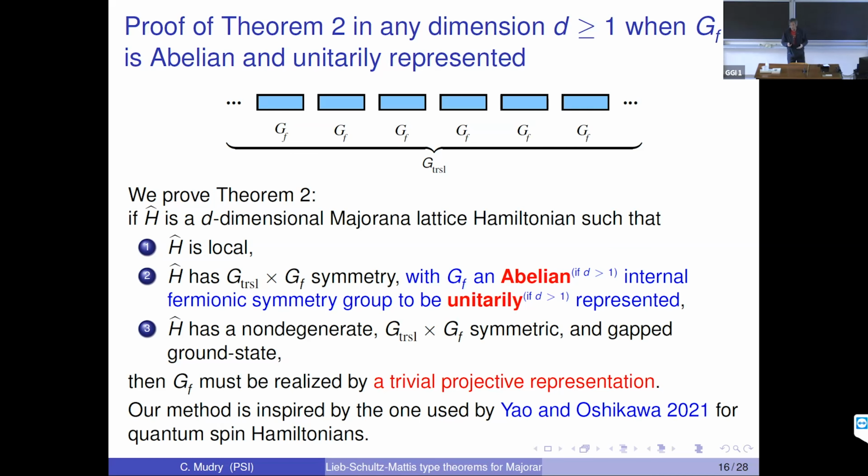So this is what I call initial symmetry. People call it on-site symmetry. I can put the GF above the underbrace for every little repeat unit cell. Now the proof in 1D doesn't need to assume that the group is abelian and unitarily represented. But the proof that I'm going to present using tilted, and also twisted, boundary conditions only works presently if we assume that the GF is abelian and unitarily represented. I will comment on that at the end. But now the statement is that if you want a non-degenerate, symmetric, gapped ground state, GF must be realized by a trivial projective representation. I will explain now what I mean by trivial projective representation.